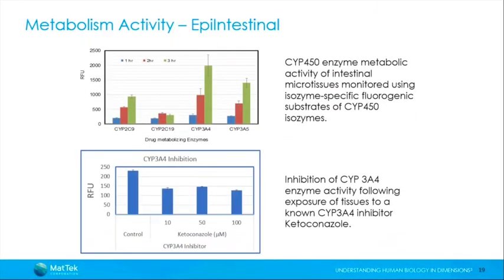And then the activity of the metabolic enzymes that are expressed on this tissue model, like CYP2C9, CYP2C19, CYP3A4, and CYP3A5, were also analyzed using isozyme-specific fluorogenic substrates. And as you can see, the tissue showed some activity in terms of metabolizing substrates. And then to make sure that it is functional, we also use ketoconazole as inhibitor of CYP3A4 to look at if the metabolism activity is reduced.